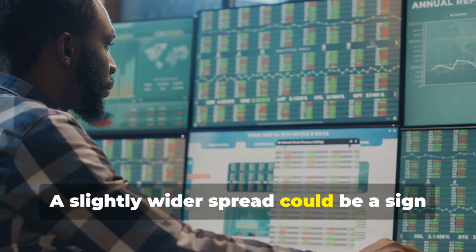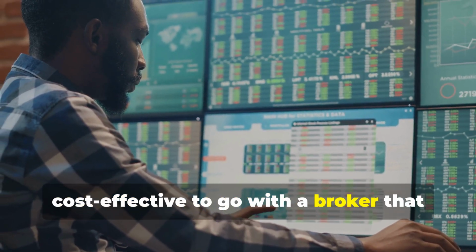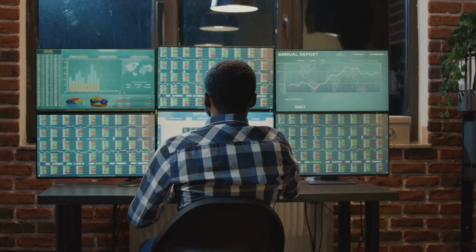A slightly wider spread could be a sign of markup fees, and it might actually be more cost-effective to go with a broker that charges a transparent commission.